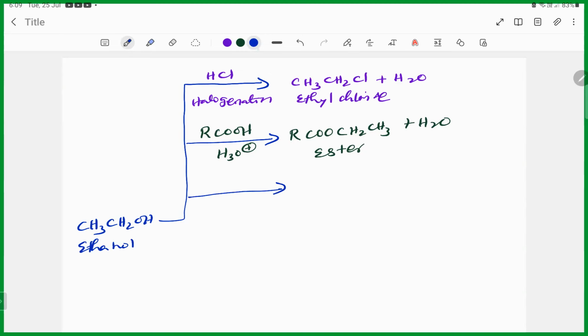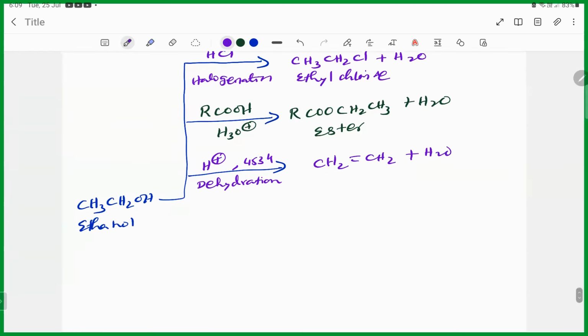And the third one, dehydration. In acid medium, if you heat at 453 Kelvin, dehydration takes place. It will give CH2=CH2 plus H2O.